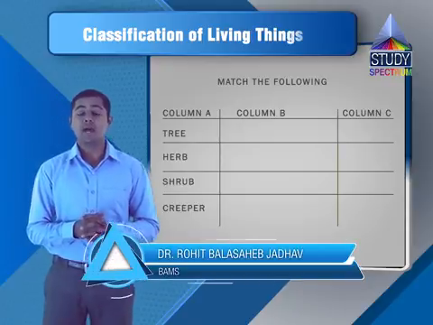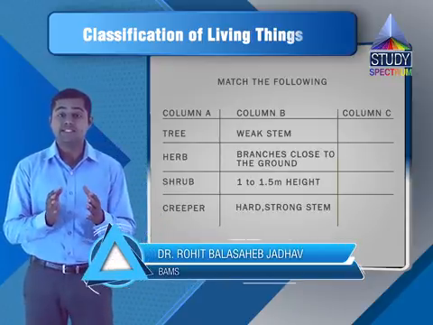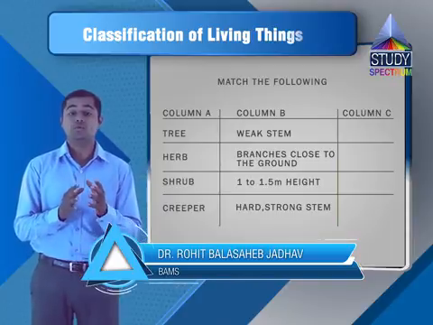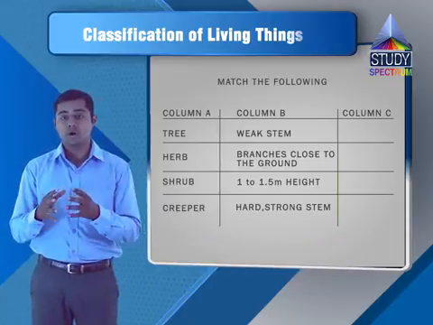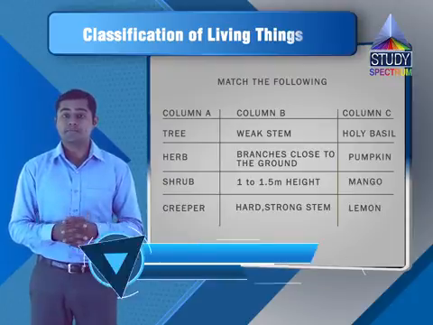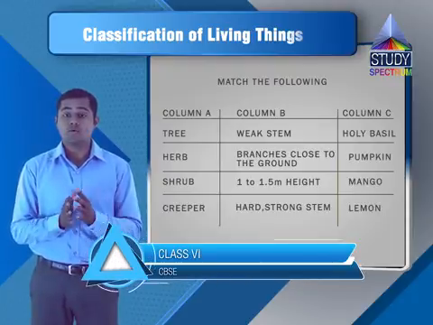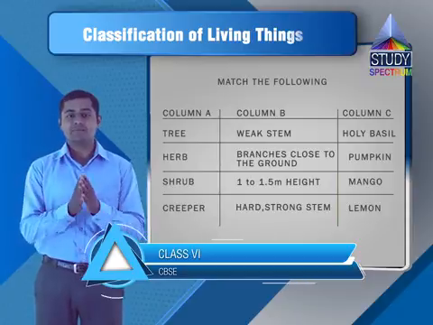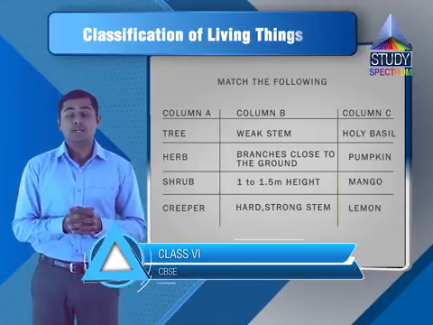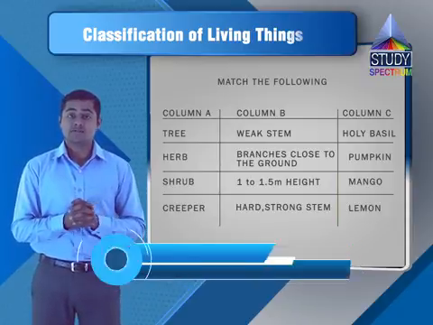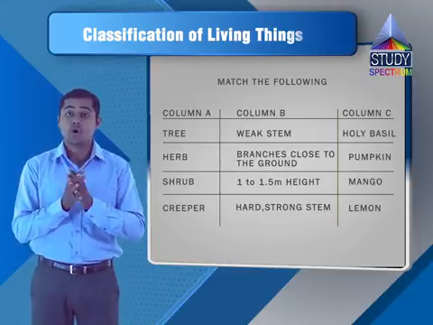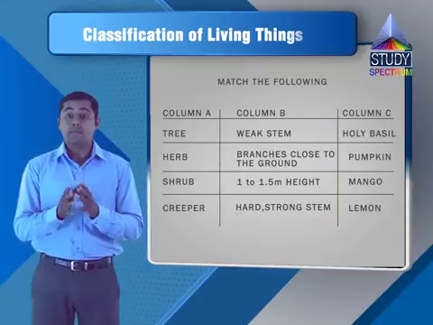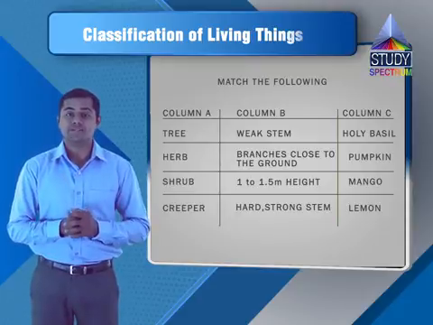Second column, we have weak stem, branches close to the ground, 1 to 1.5 meter height, hard and strong stem. Column 3: holy basil, pumpkin, mango and lemon. Let's match these columns, friends. Let's go through first. In the first column is tree. Tree has got a hard and strong stem, and mango can be connected to this.